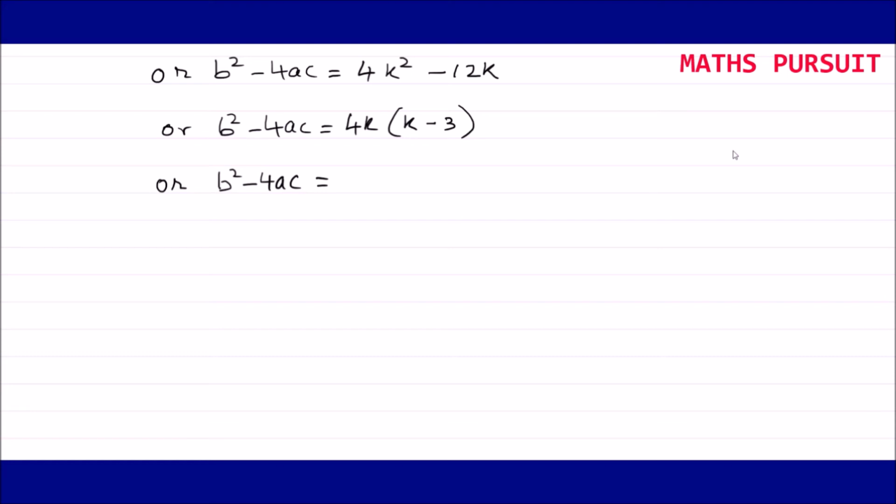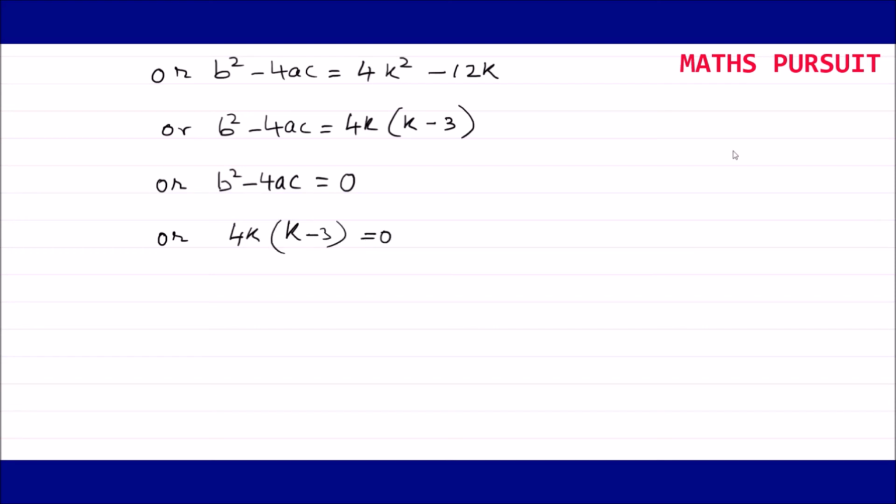So what I can write, and we very well know that b square minus 4ac is equal to 0, because this equation is having equal roots, real and equal roots. So in other words, you could see how easily I'm converting the things now. b square minus 4ac, we got the value of 4k into k minus 3. Now we very well know that if the equation is having real and equal roots, then b square minus 4ac is equal to 0. So instead of b square minus 4ac, I'm going to replace the value that I got, 4k into k minus 3 is equal to 0.